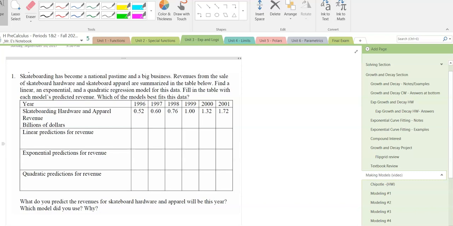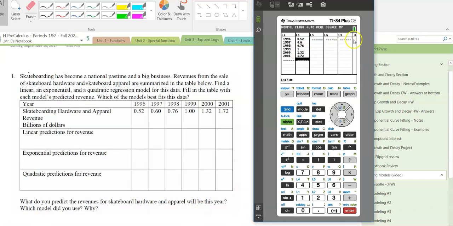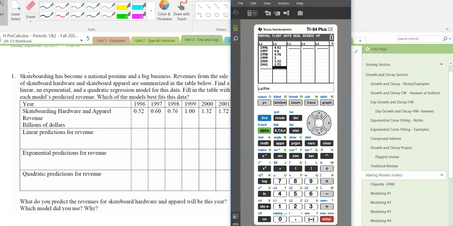the table below. And you can see here that we go from 1996 to the year 2001, and it has the skateboarding hardware and apparel revenue in billions of dollars. And it's asking you to come up with three different predictions: a linear prediction, an exponential, and a quadratic. So I'm going to show you two different ways that you can do this. The first way I'm going to show you is using the TI-84.